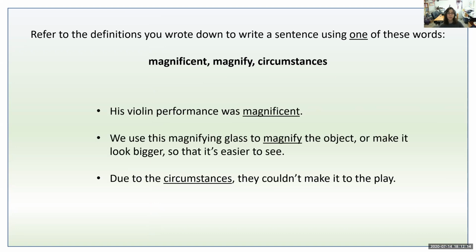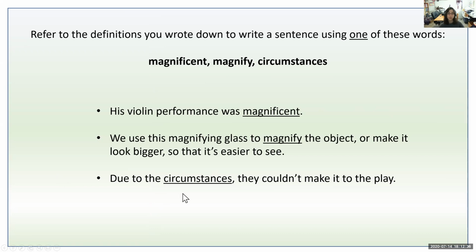All right, so let's check your work. So we've got, his violin performance was magnificent. Then we have, we use this magnifying glass to magnify the object or make it look bigger so that it's easier to see. Notice that I define the word magnify within the sentence by saying make it look bigger. That's the definition of magnify.